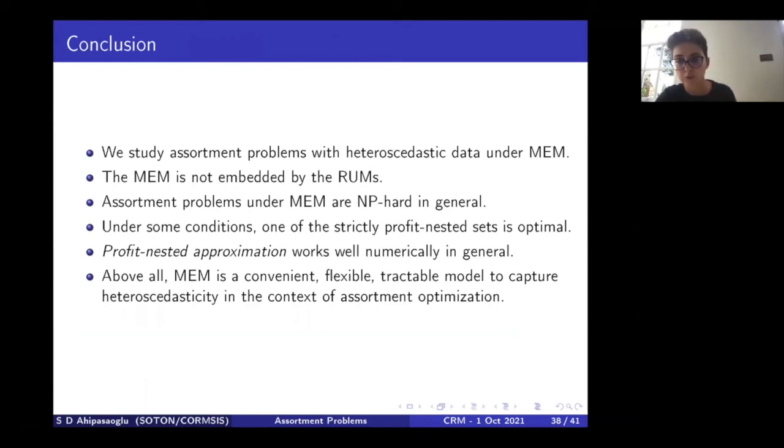So I introduced a new heteroscedastic choice model, which is related to DRO. And we've seen that assortment under this model is NP-hard, but I hope that we agree that it's not actually a hard problem, because I showed you two ways of obtaining approximate solutions. I did not show more numerical results, but we have seen that the profit nested approximation is on average 95% optimal. So it's a very good approximation. I just want to finish with the message that these models are convenient, flexible, and tractable in some sense, and they should be used in numerous applications.